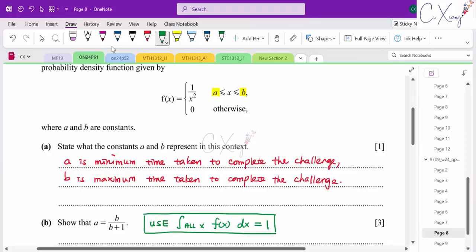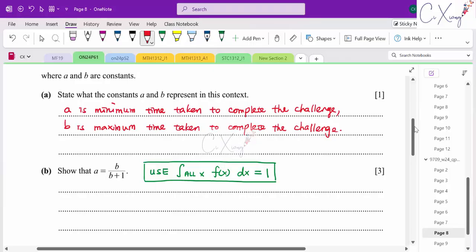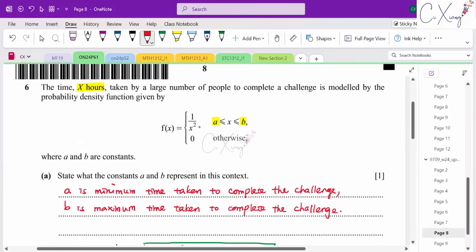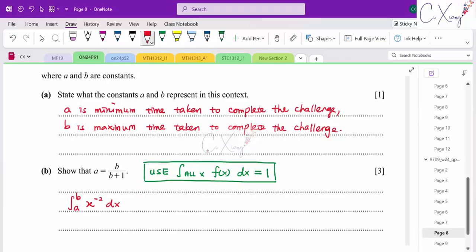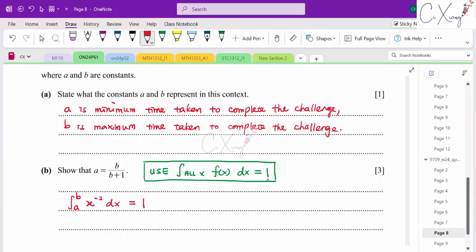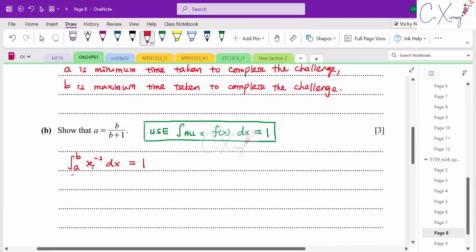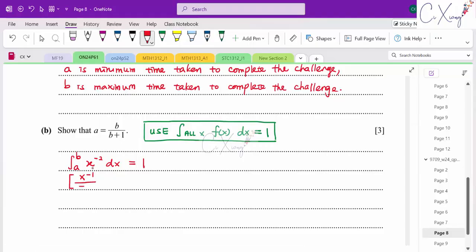Alright, let's start. So integrate, what's the minimum value for x? A. What's the maximum value? B. What's the function here? The function is 1 over x squared. For me, I will write it as x power negative 2, easier for me to integrate later, so it equals 1. Integrate x power negative 2: the power plus 1 becomes negative 1, divided by the new power. Then substitute the limits b and a, equals 1.